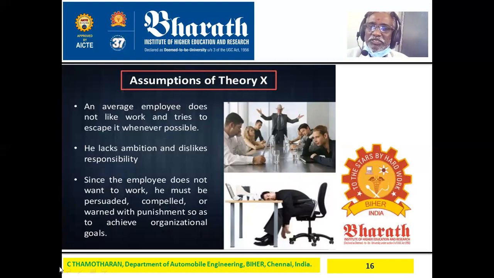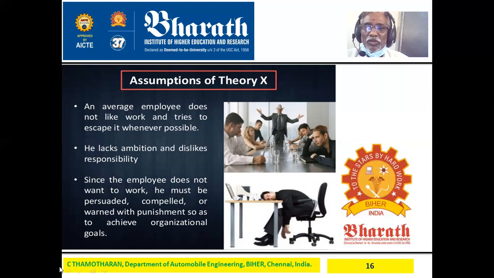Assumptions of Theory X. An average employee does not like work and tries to escape it whenever possible. Some people may, some people right. He lacks ambition and dislikes responsibility. Theory X.